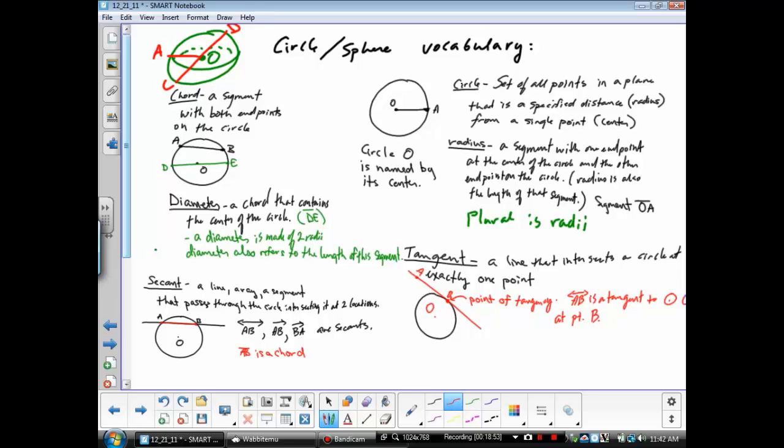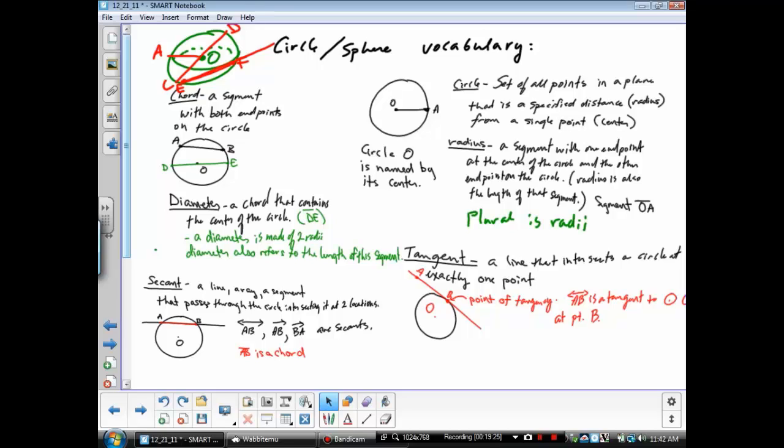Now, I have a chord as well. CD is a chord. But any segment with endpoints on the sphere, such as this one here, which is E and F, is a chord. If I would extend this chord out through F, then what I have is a secant. Anything that contains a chord and goes beyond the sphere is a secant.